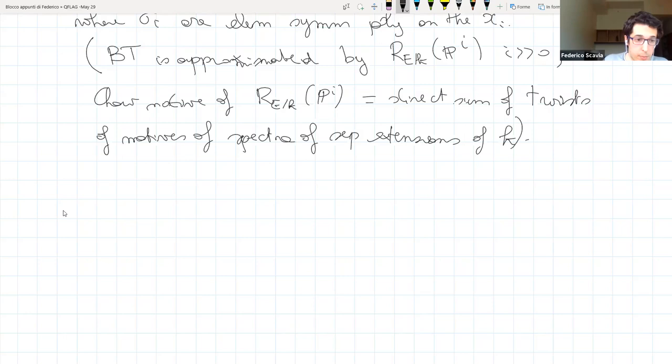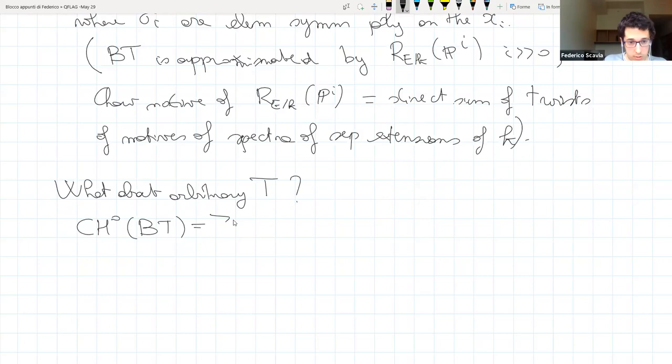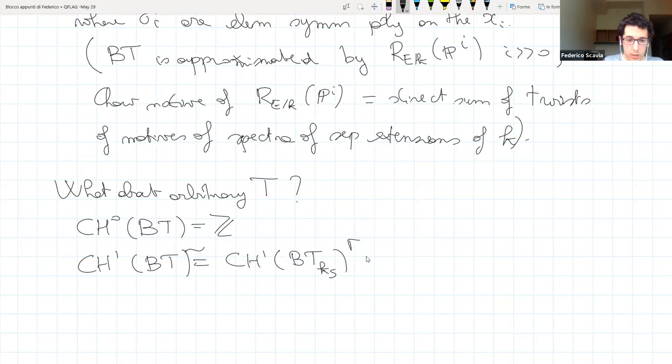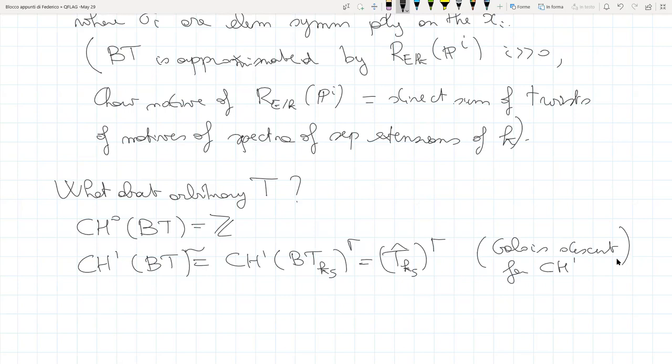So what about an arbitrary torus T, not necessarily quasi-split? In general, we know that Chow zero of BT is always Z, but that's not surprising. And then Chow one of BT is isomorphic to Chow one of BT over K_s, Gamma-invariants. This is Galois descent for Chow one, modulo the identification of Chow one with the Picard group. This is the fact that for smooth varieties with a rational point, we have the same for the Picard group.